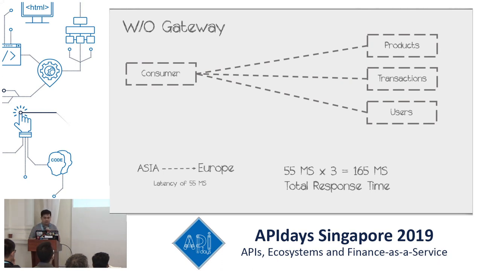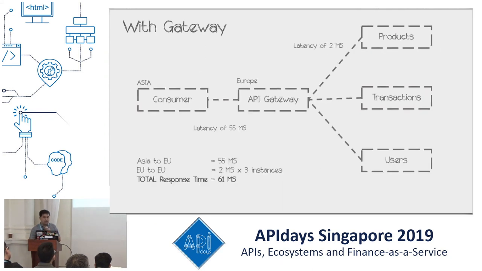Let's say for our sample, it requires 3. So for now, you have to pay at least 165 milliseconds to render your web page. But with the help of an API gateway, since you only have to pay the latency between Asia and Europe once because your gateway is in front of it, you can now drive the cost of communication down to 65 milliseconds. So it's quite huge.